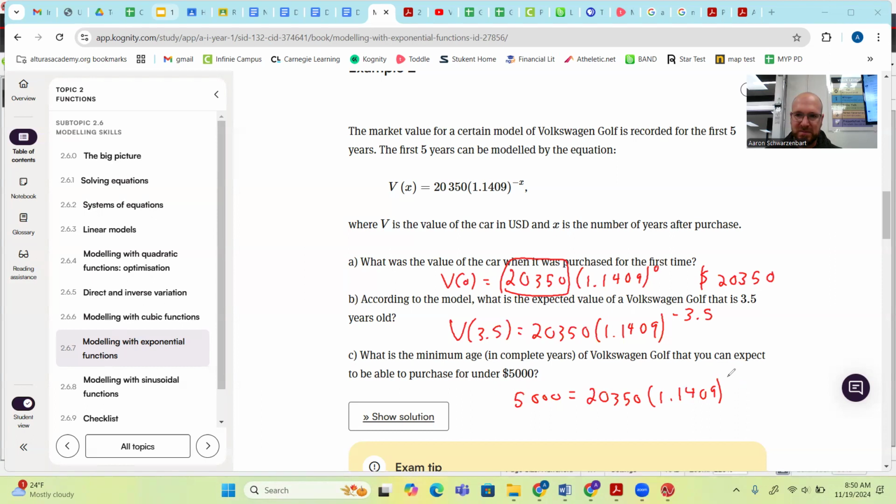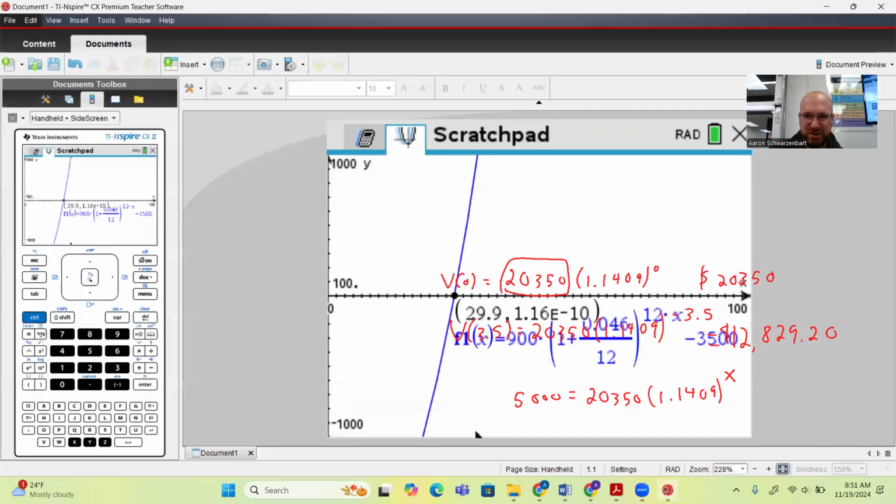B is 4,829. Okay, so this one, again, I'm going to use X. I'm going to solve by graphing. I'm going to actually do this because I want to discuss if it says this model is good for 5 years. I'm not sure that this is going to be within 5 years.